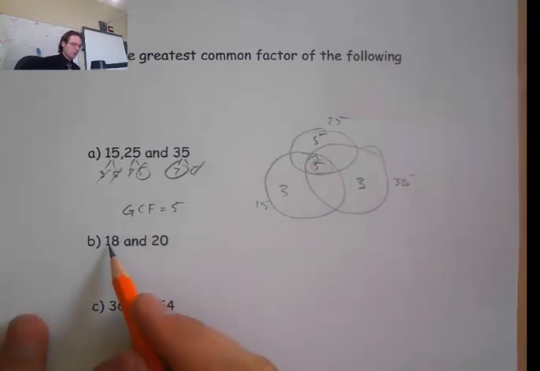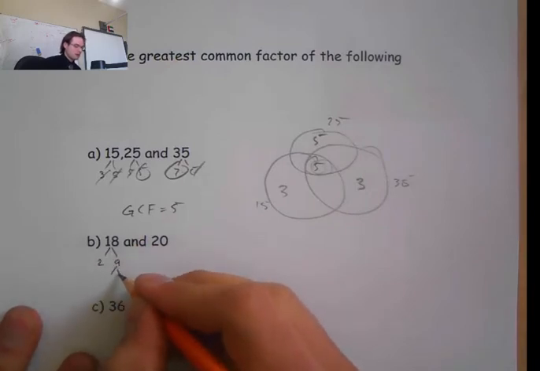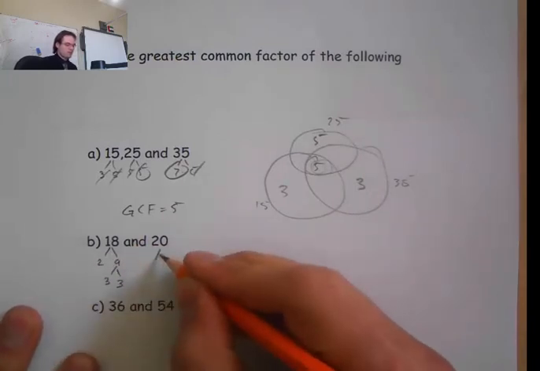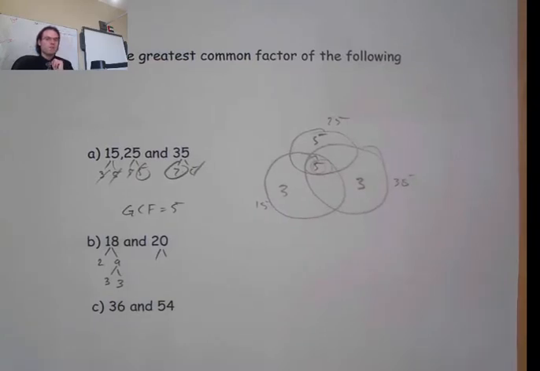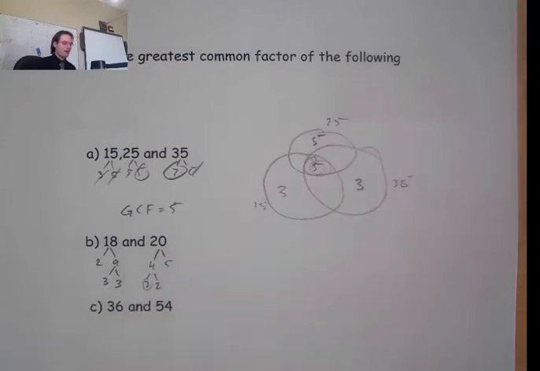Let's take a look at this next one, 18 and 20. Okay, so we have 2 and 9, 3 and 3. Whenever I'm finding greatest common factor, the first thing I do is find all the prime factors. So this one's going to be 4 and 5, 2 and 2. So I found all prime factors.